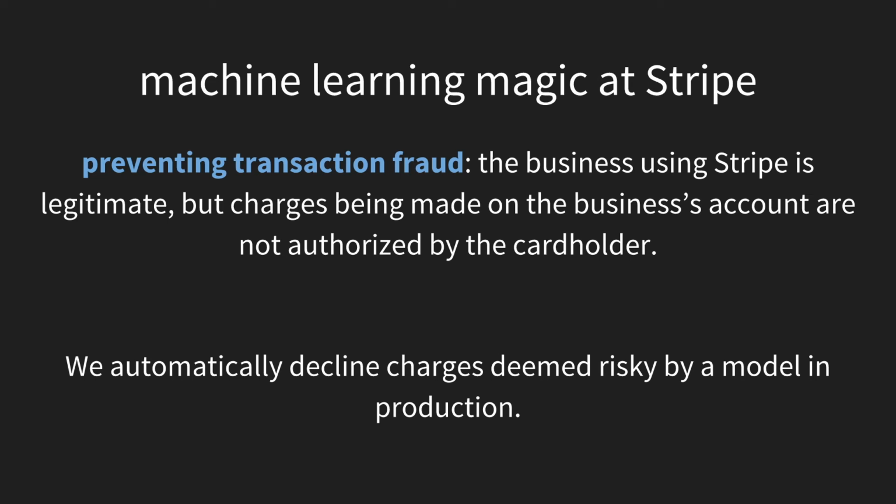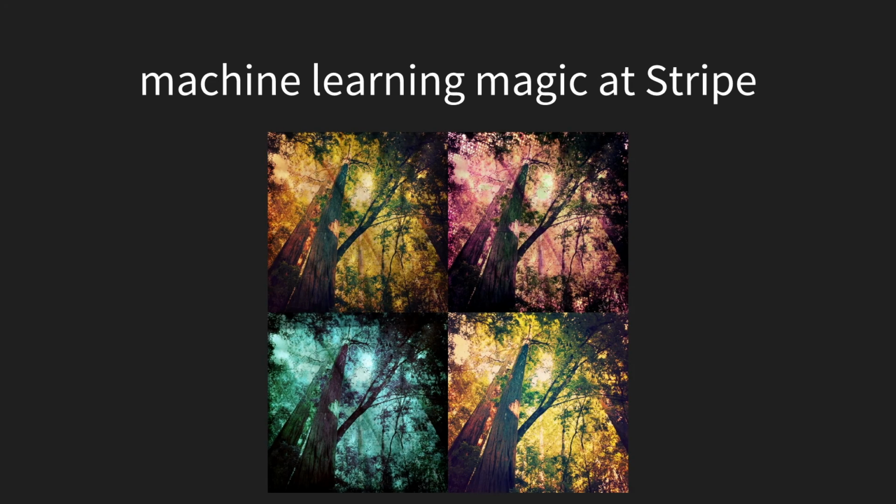So we have a system in production that in real time predicts the fraudiness of charges and declines ones that we deem high risk. The magic here: we also use random forests for transaction fraud. Peter said we use them for merchant fraud as well.